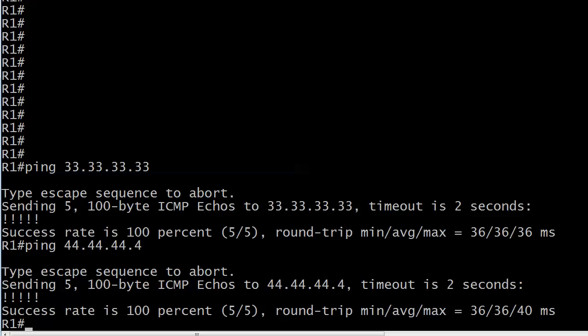So what I've done here from router 1 is ping the 33's address on router 3 on that one segment. Went through, no problem at all. And then I pinged our e-commerce server at .4 on the 44 network, and all was well.